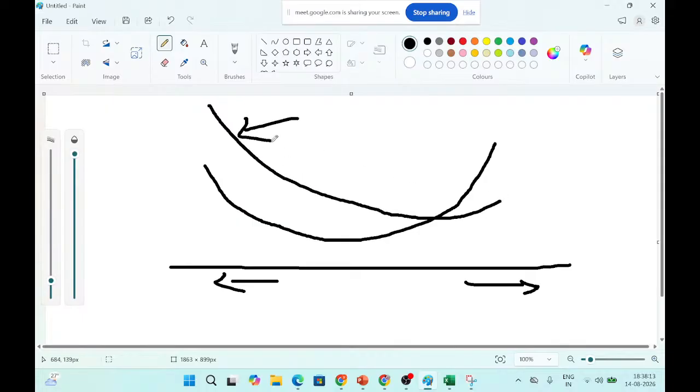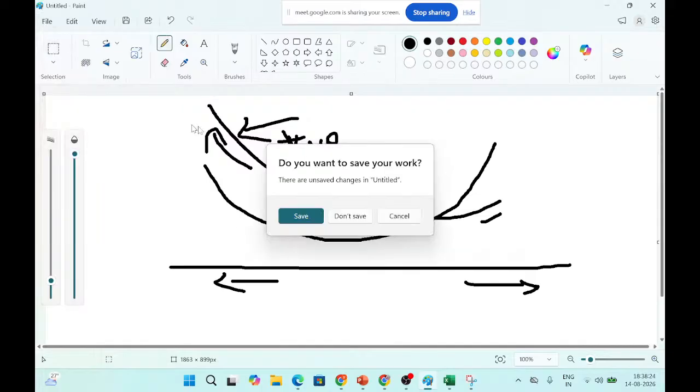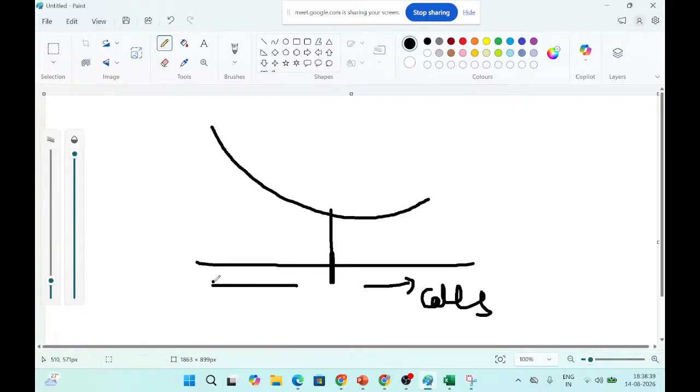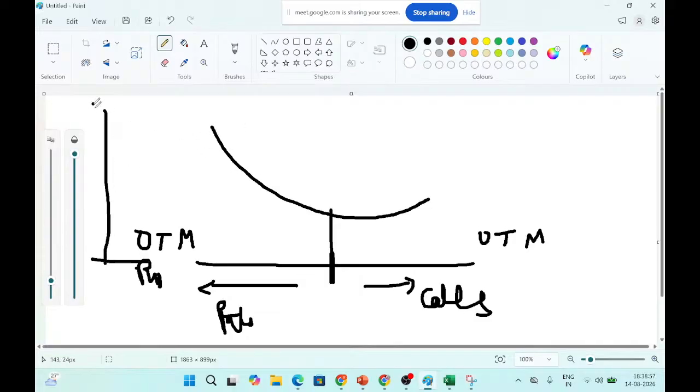That means it is telling me that the IV of puts is slightly higher than the IV of calls. This is what it's telling me. How does it tell you? Like this. This is the baseline. From here, you look at the OTM calls, and this will be puts. The further you go, it is OTM puts. This smile is telling me that the IV of puts is basically higher than the IV of calls.